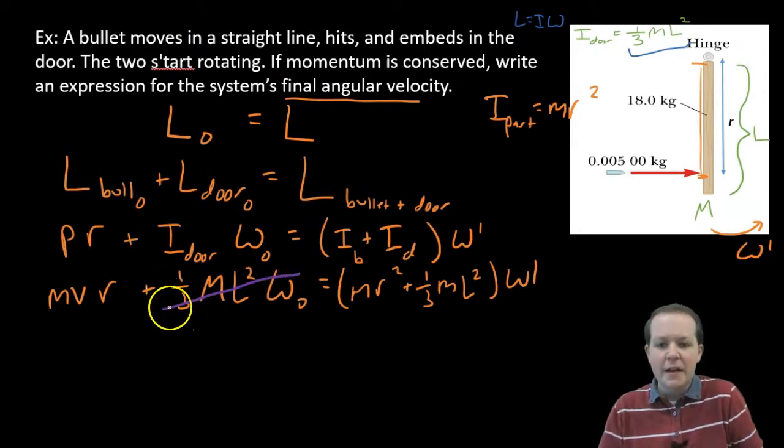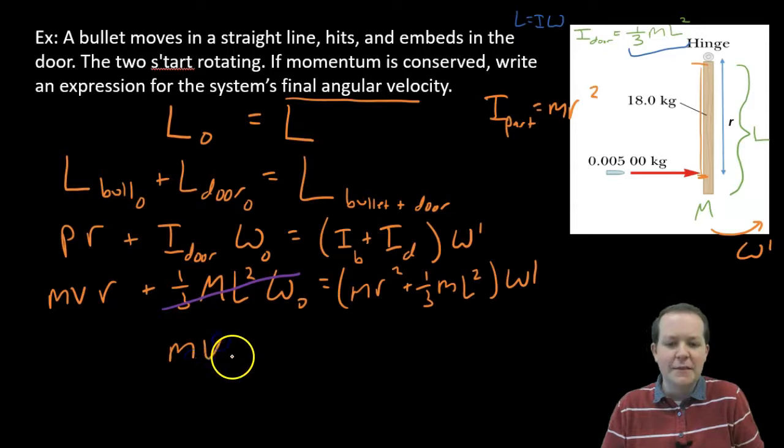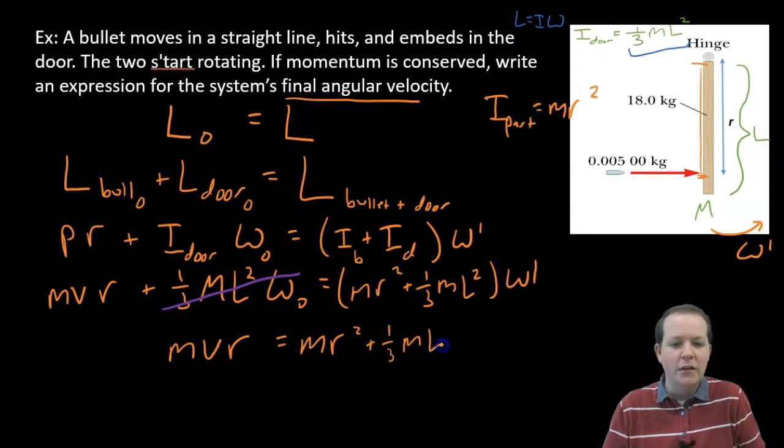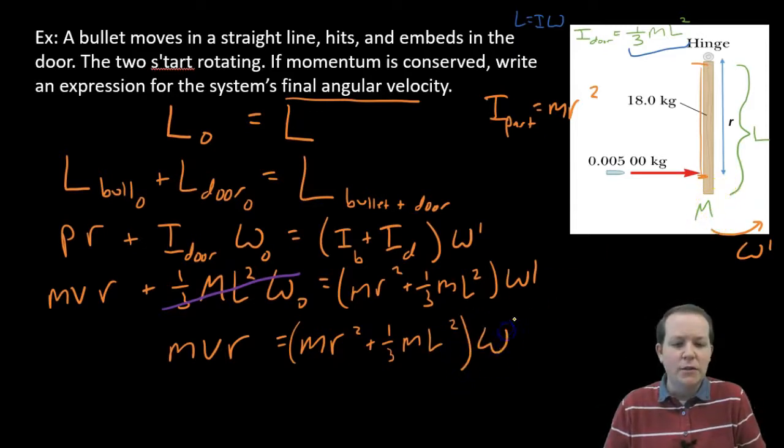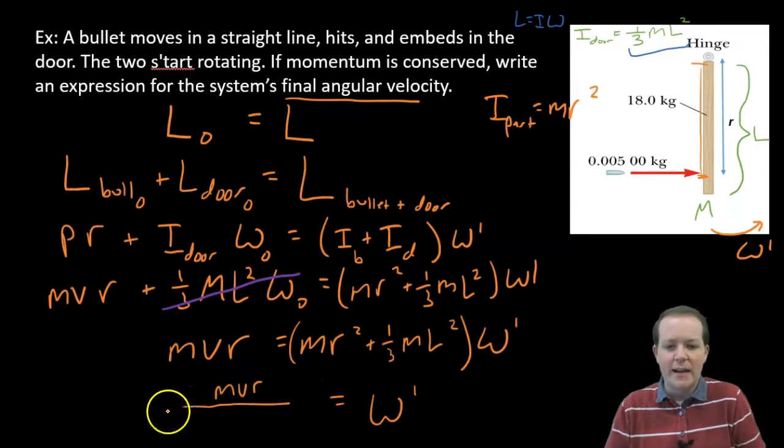So what am I going to be left with? The mass of the bullet times the velocity of the bullet times the radius, where it's impacting measured from that hinge, this distance r, that's equal to the mass of the bullet times r squared plus 1/3 ml squared. Because now this whole setup, the door with the bullet embedded in it, is going to be rotating at some velocity omega prime. If you wanted to solve for omega prime, I know I don't give you enough numbers to get an actual answer, but omega prime is going to be equal to mvr divided by this whole thing in parentheses right here. That's going to be mr squared plus 1/3 ml squared, like that.